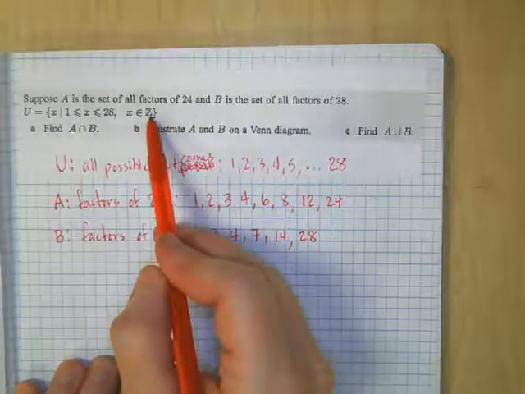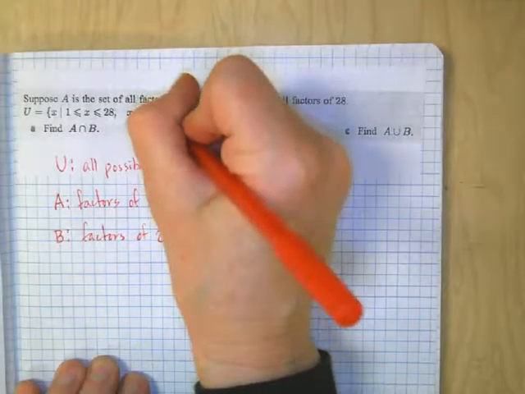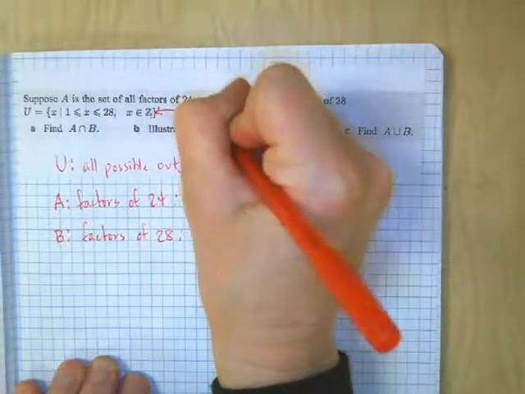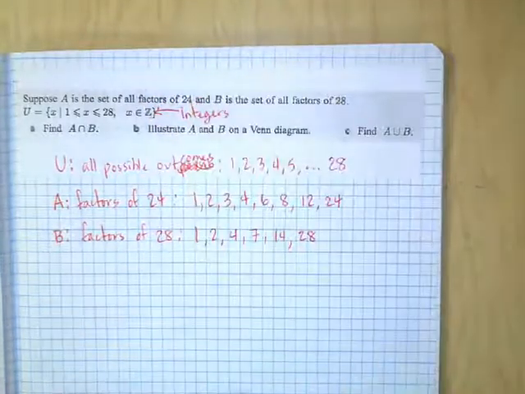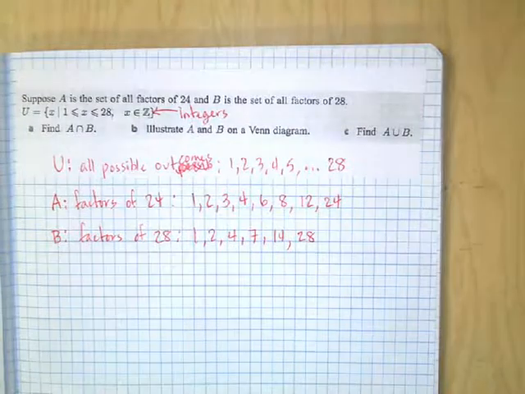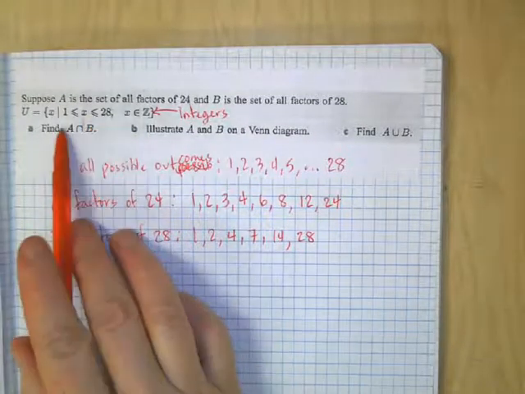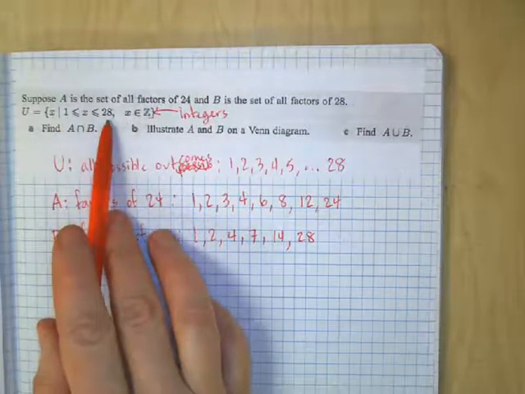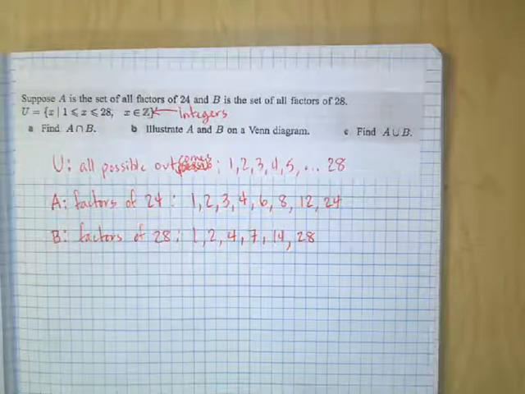Z means integers. Set of integers. Okay, so in other words, whole numbers, either positive or negative, but they're telling us in this part that I'm only positive. Okay, so now we're going to set up our Venn diagram.